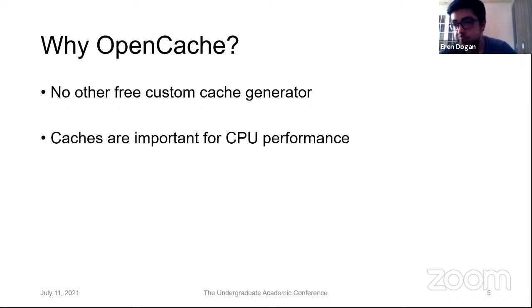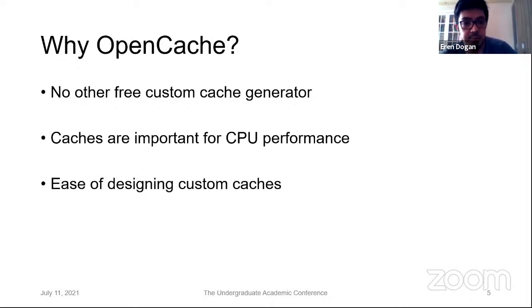Caches are important for CPU performance, and if you want to do research on hardware and you need a cache, you don't want to spend time on designing a cache because it's complex and time consuming. OpenCache makes designing custom caches easy, because all you need to do is give the right parameters, and it will generate the cache for you.